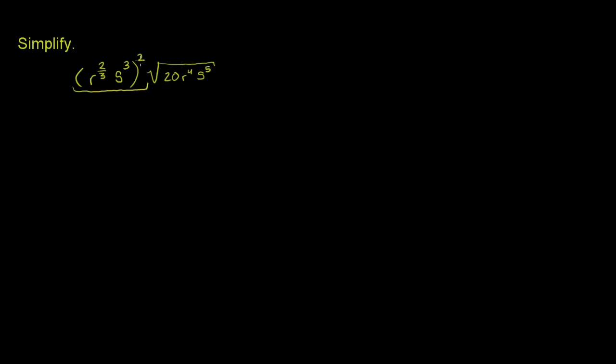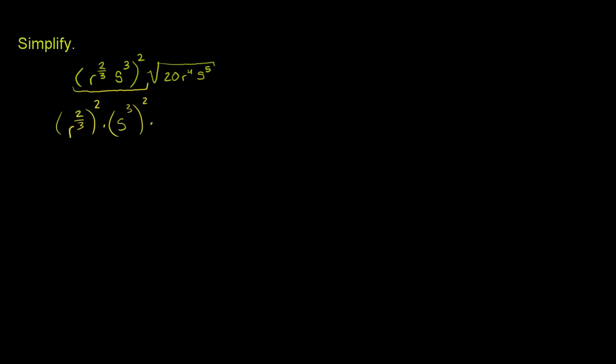We know that instead, we can take each of the terms in the product to the second power and then take the product. So this is going to be the same thing as r to the 2/3 squared times s to the third squared. And now let's look at this radical over here. We have the square root, but that's the exact same thing as raising something to the 1/2 power. So this is equal to, so times this part.